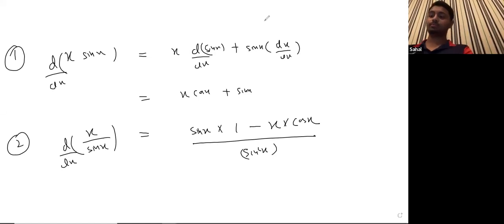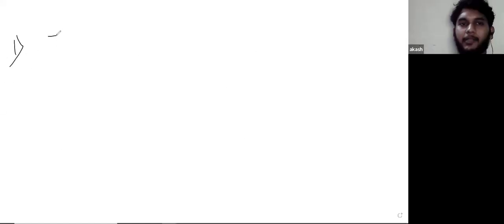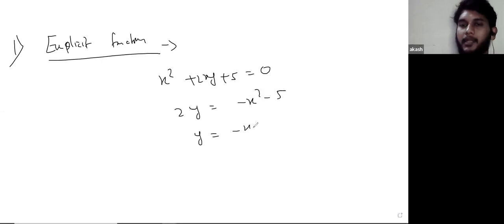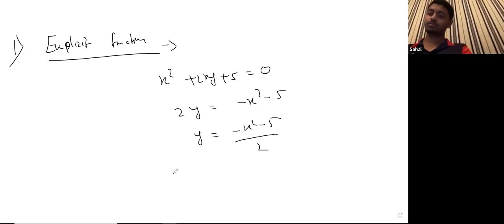So what is in 12th? In 12th, the first thing we need to know is explicit functions. What is an explicit function? In any equation, if you can write y in terms of x, that means you can separate y and x, then that will be an explicit function. Suppose I give you x square plus 2y plus 5 equals 0, then you can write 2y equals minus x square minus 5, and y equals minus x square minus 5 whole divided by 2. So this is an explicit function.